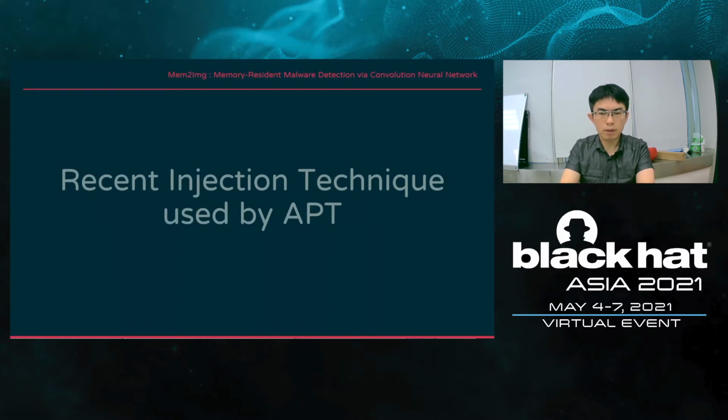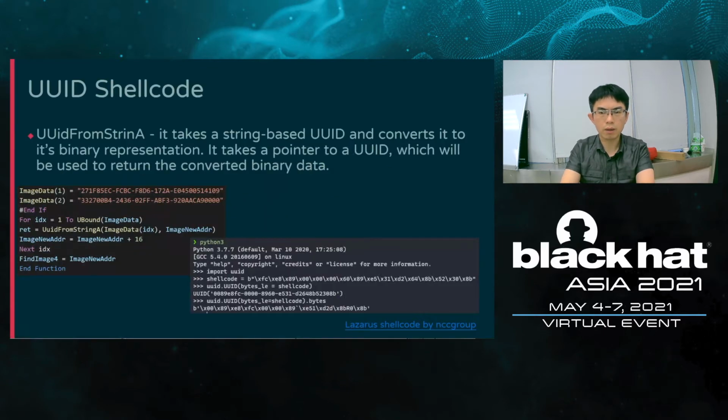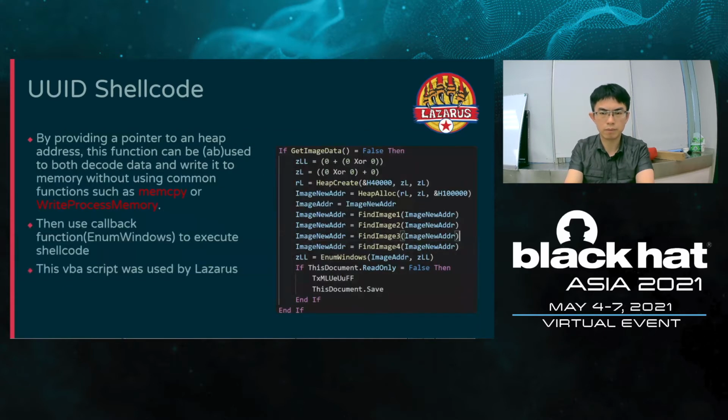Memory injection technique is popularly used by malware to achieve malicious results. Before the start of this talk, we will discuss some novel techniques to achieve injection that might not be easily detected. The first technique we'd like to introduce is UUID shellcode. This technique was first observed in the wild, used by Lazarus, an infamous North Korean APT group. Its implementation is fairly simple, using the API function UuidFromString to encode the shellcode to bypass security product detection.